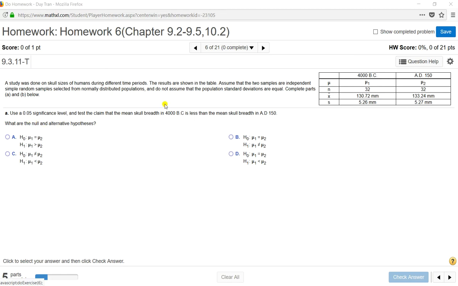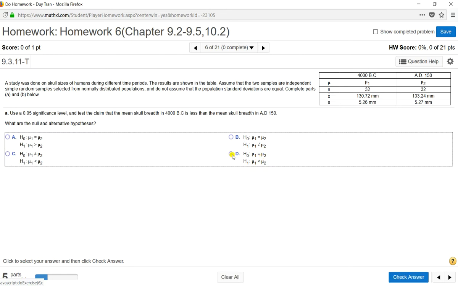So the null hypothesis is always that the two objects being compared are equal. So in this case, mu1 and mu2 are equal. So there's only A, B, and D as the correct ones. And then we look at the next one. The question is trying to test the claim that the 4000 BC is less than the 150 AD. Therefore, mu1 should be less than mu2 for the testing. Of these three cases, only D has mu1 less than mu2 to test the claim, and the null hypothesis is always equal, so mu1 equals mu2. So in this case, D is the best choice.